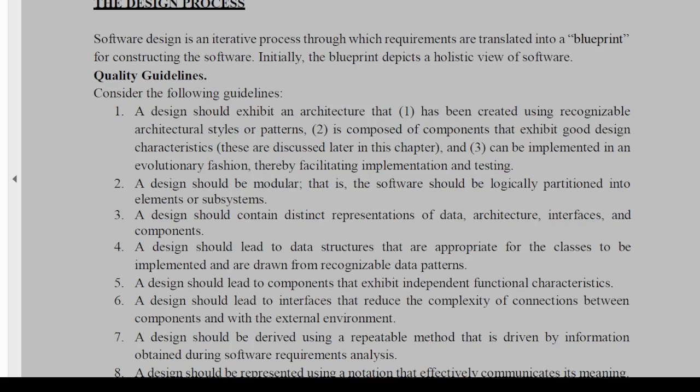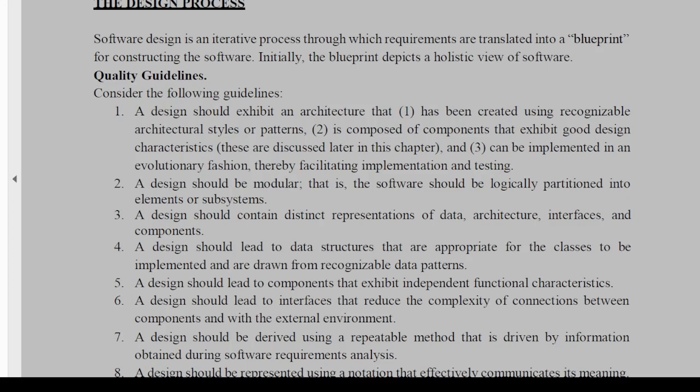The first is a design should exhibit an architecture that has been created using a recognizable architectural style or pattern and is composed of components that exhibit good design characteristics and can be implemented in an evolutionary fashion, thereby facilitating implementation and testing. And a design should be modular, that is, the software should be logically partitioned into elements or subsystems.